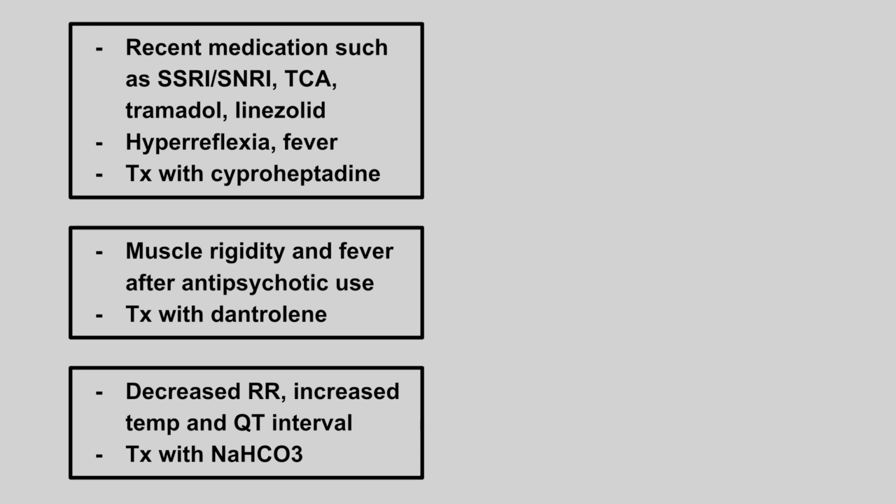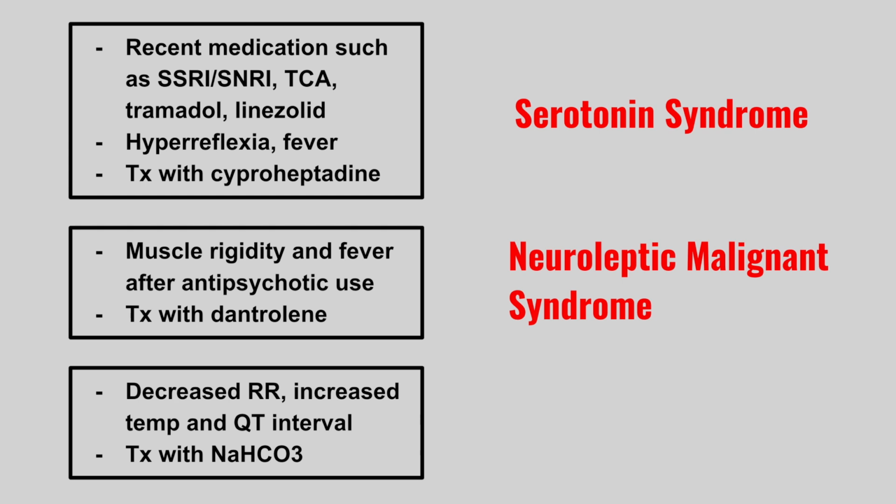Next, we have a patient who took recent medications such as SSRI, SNRI, TCAs, tramadol, and linezolid, and now develops hyperreflexia and a fever, and you treat it with cyproheptadine. This is serotonin syndrome. We compare this to a patient in the next vignette that has muscle rigidity and fever after antipsychotic use, and we treat this with dantrolene. This is neuroleptic malignant syndrome.